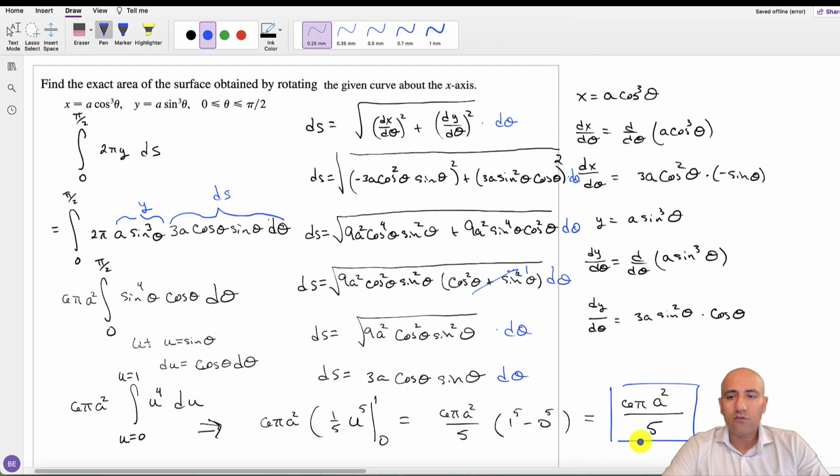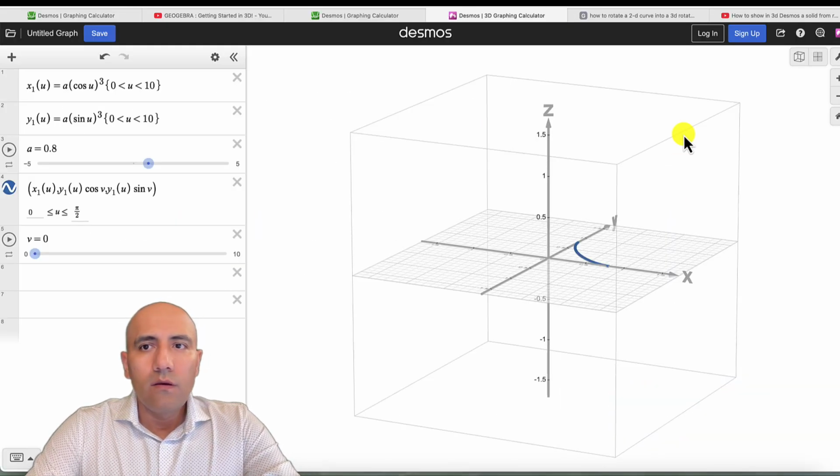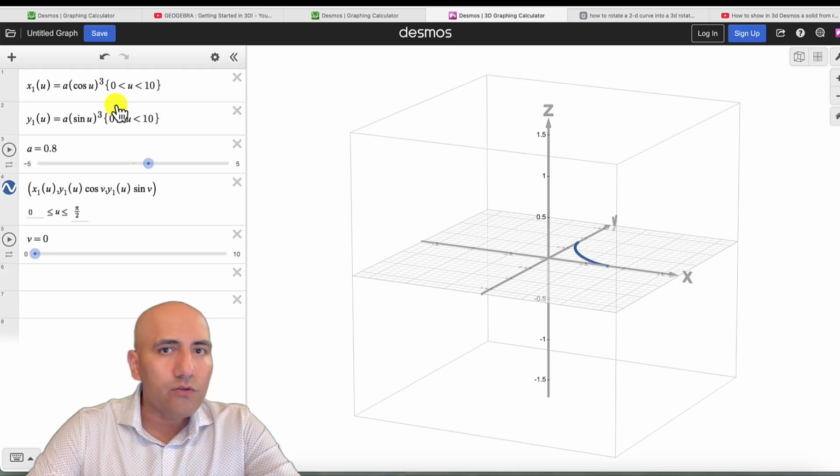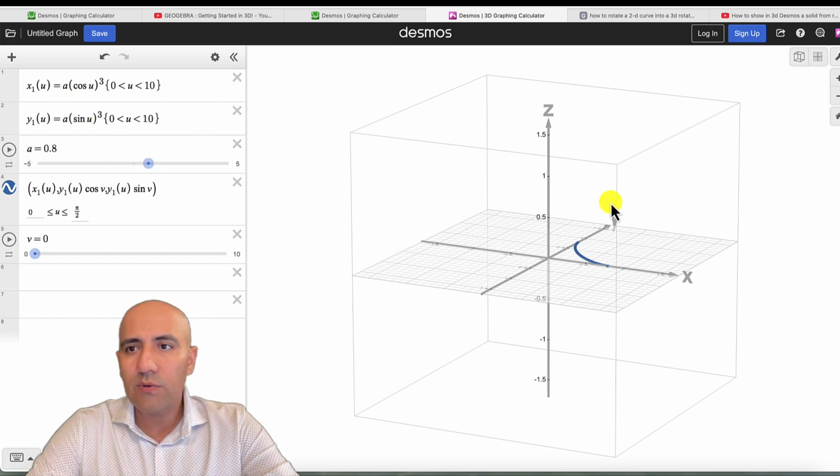Let me see if I can try and sketch this out. Okay, I've typed this all into Desmos. So here we have our parametric equation described this way. X sub 1, this is the function in x, is a cosine of u cubed, and y, the y variable, is a sine cubed. That's the order in which they were. Yeah, okay. And then we have the variable a out in front. So we can see what this looks like here.